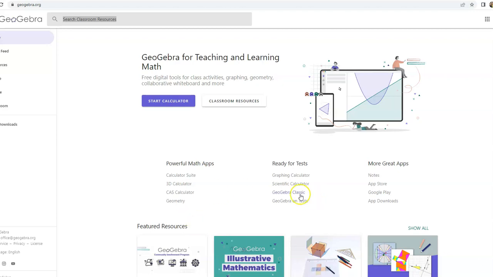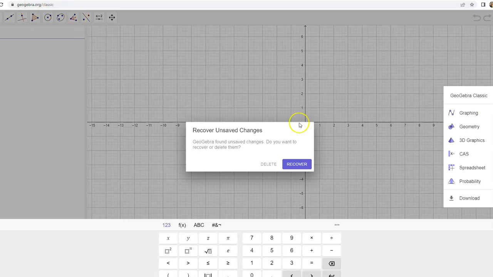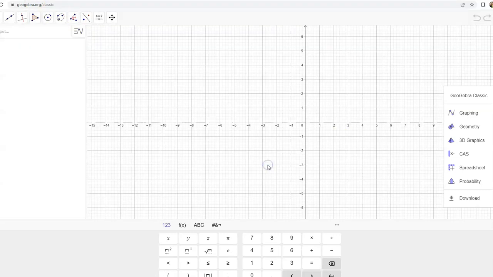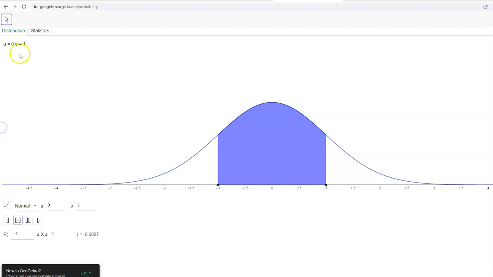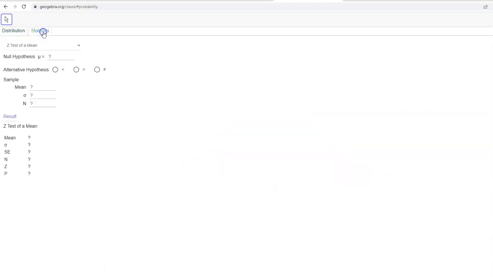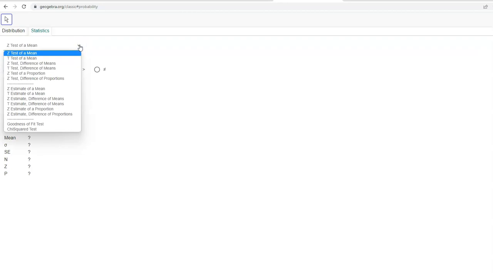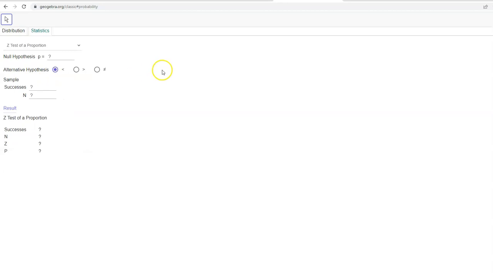If you already know what your null and alternative hypothesis are, I'm going to go to GeoGebra.org, click on Classic. I don't want to recover anything. I want to go to Probability. And then up here, I want to click on Statistics. And I want to do the test of a proportion in this case, but you could do a mean or any of these other things that you see, but I want to do a z-test of a proportion.